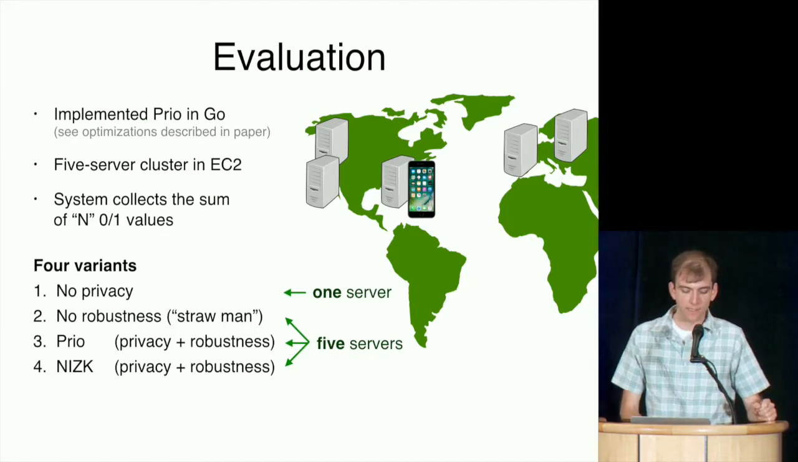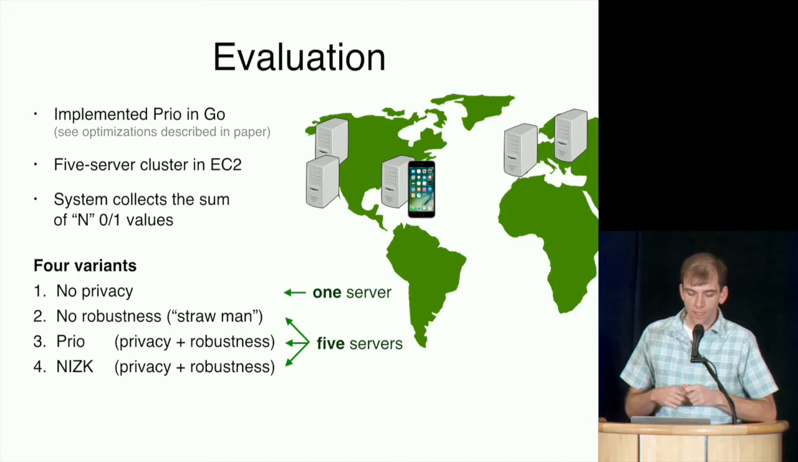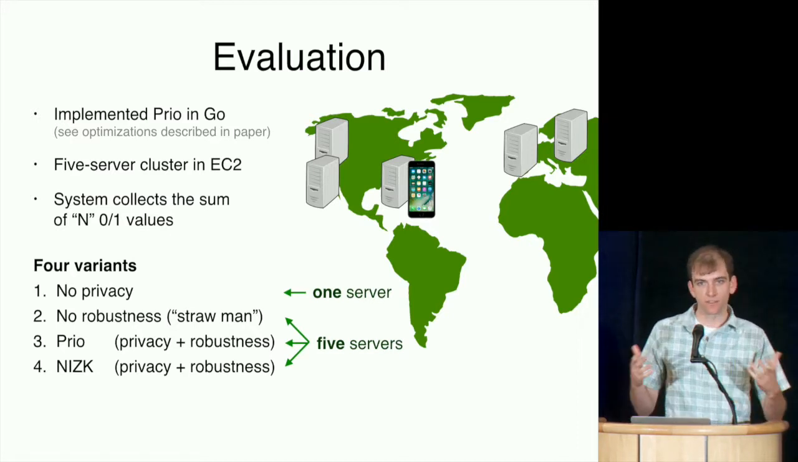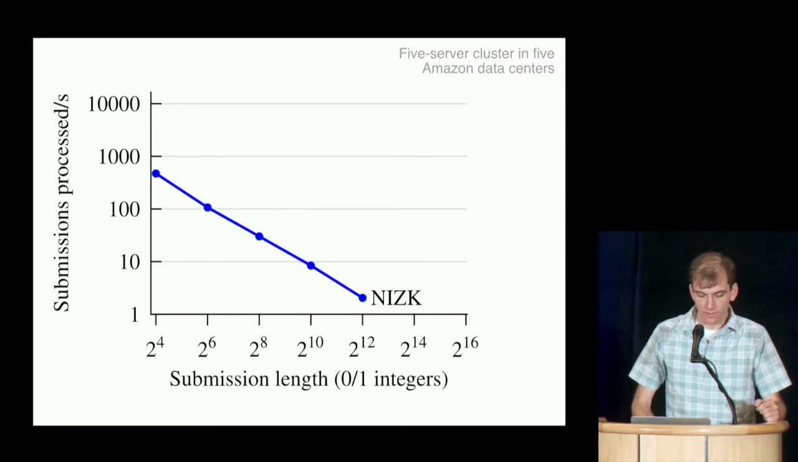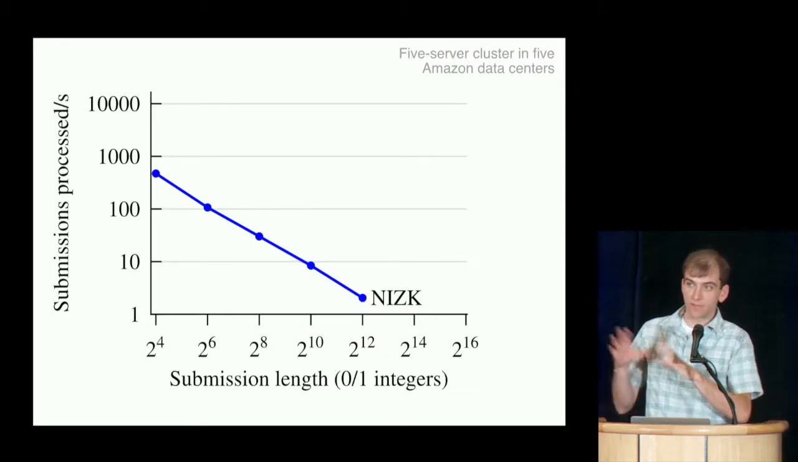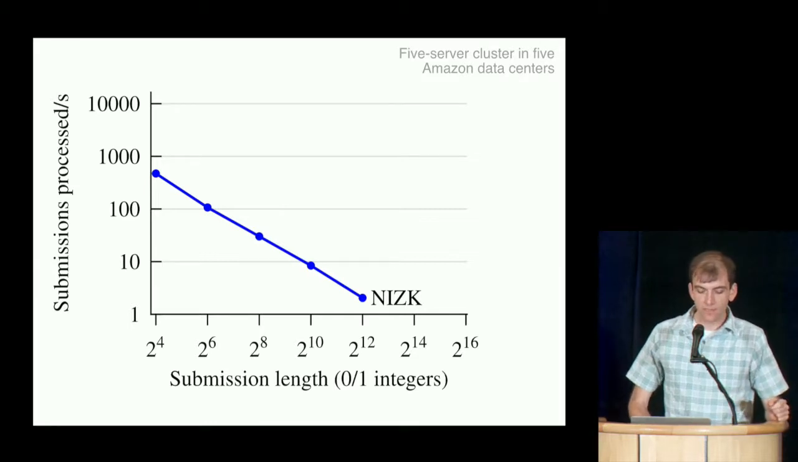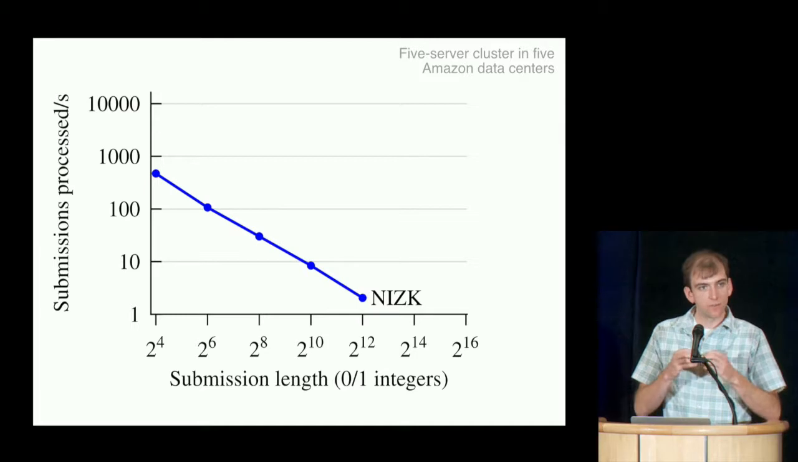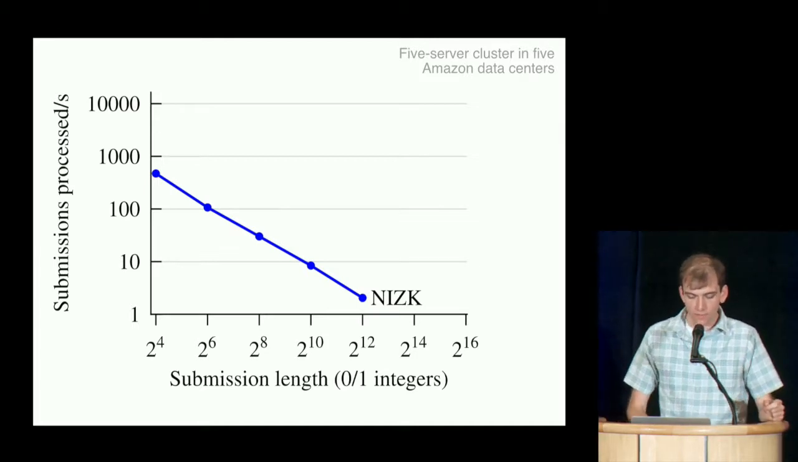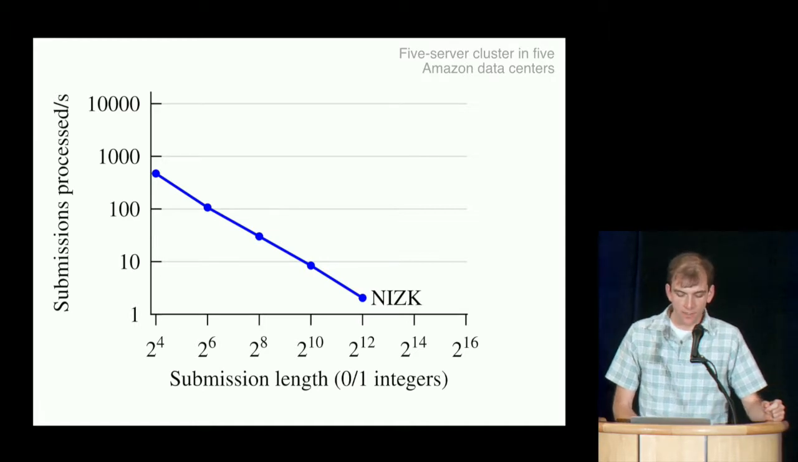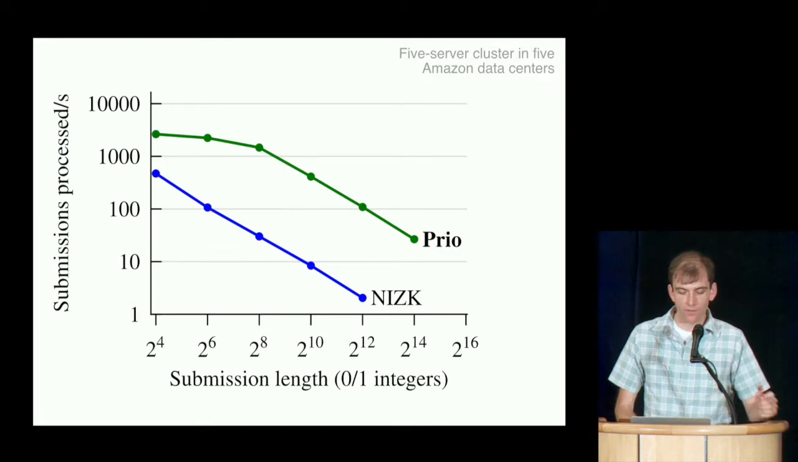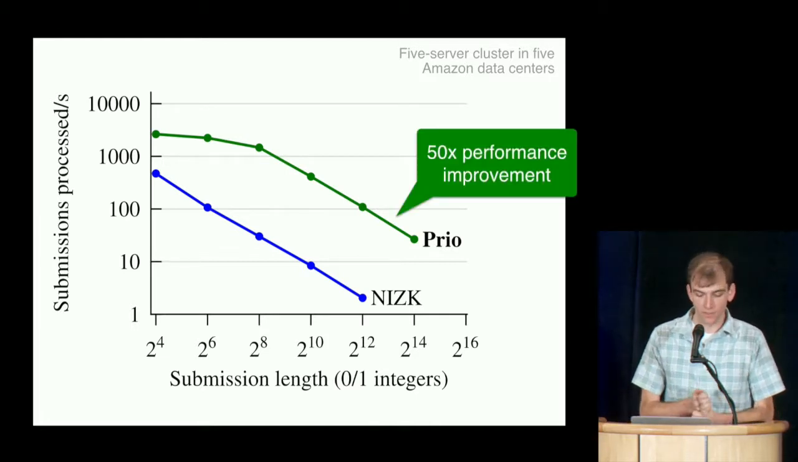And then we implemented the scheme that uses non-interactive zero-knowledge proofs to provide privacy and robustness using sort of the standard techniques. So the way this works, this is a graph showing, for this 5-server cluster with servers around the world, how many client submissions the cluster can process in a second as the size of each submission grows. So this line shows standard cryptographic approaches to providing robustness. The Prio system gets on the order of 50x performance improvement over the standard tools.